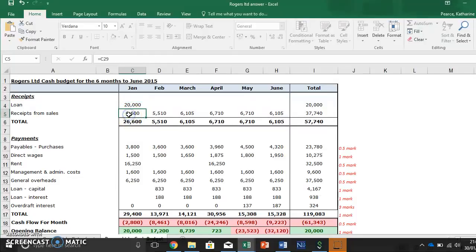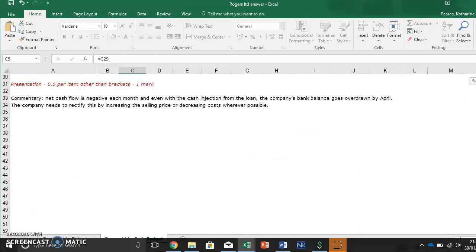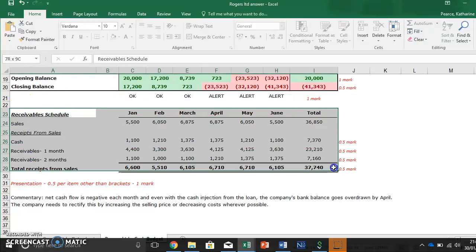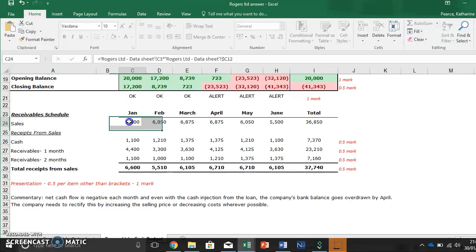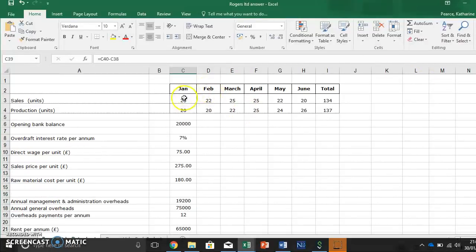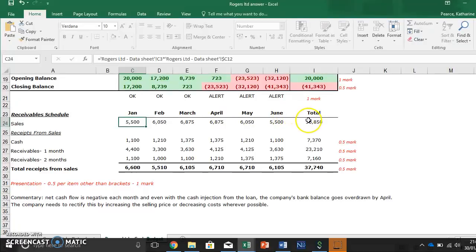Receipts from sales is the complicated one. We would always recommend that you have this working down at the bottom. In here you calculate total sales. Your total sales are going to be your sales units from your data sheet, which is here, multiplied by your selling price, which is here. That gives you total sales.